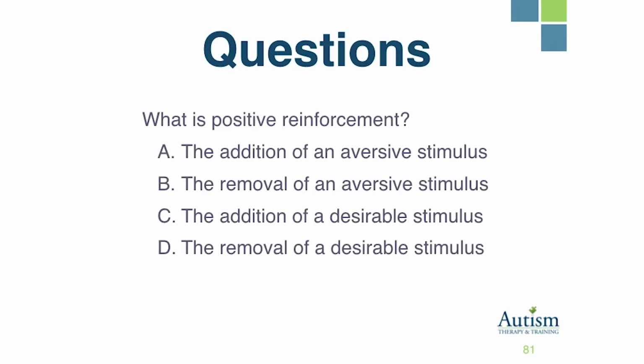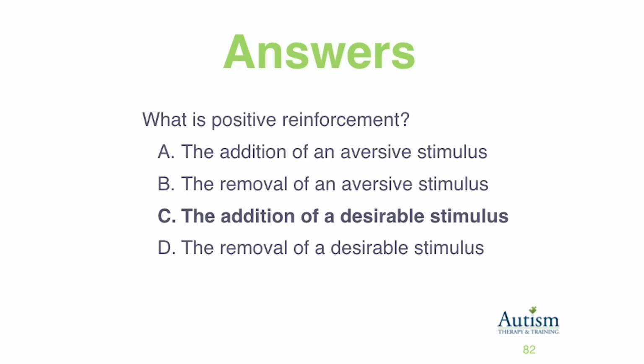What is positive reinforcement? A, the addition of an aversive stimulus, B, the removal of an aversive stimulus, C, the addition of a desirable stimulus, or D, the removal of a desirable stimulus? And the correct response is C, the addition of a desirable stimulus. Way to go.